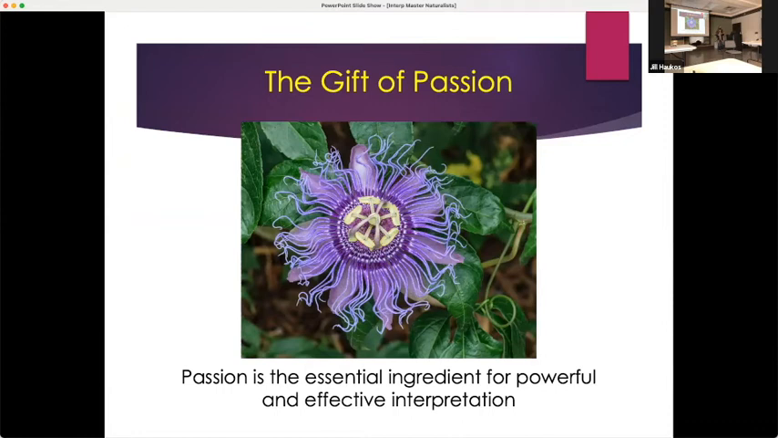All right. The gift of passion. Passion is the essential ingredient for powerful and effective interpretation. I think most of us, based on the talks we had earlier, already have passion for the resource, right? We all have passion already, but sharing that passion is the priceless ingredient. That lights the spark. However long ago you started doing this, for your purpose, whatever that purpose is, don't forget that and share that passion as you go along, because the passion you have is contagious.